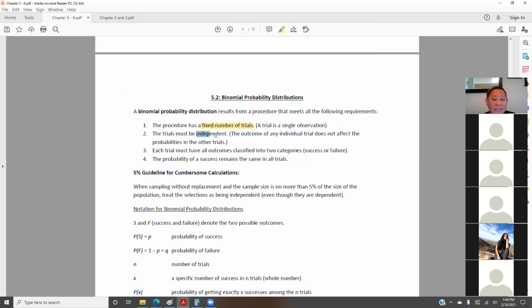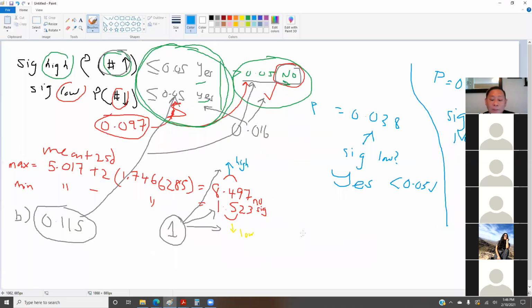The second requirement is independence. What does independent mean? It means the second birth doesn't depend on the first birth. For example, when you have a baby, the first baby is a girl. Does your second baby depend on the first baby's gender? No. It can be a boy, it can be a girl. Totally independent. And let's say you got a boy on the second birth. Does the third birth depend on the first two births? No. So this is what we call independent. Independent means they don't depend on each other.